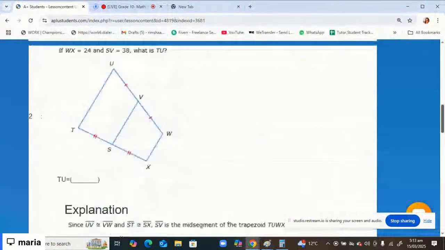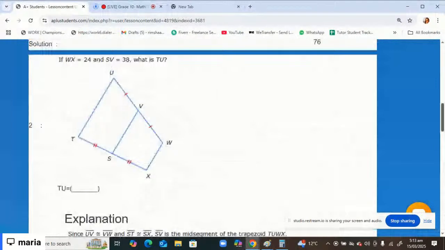Now here the sides are given in this question. WX is 24, then SV is 38. WX is given, SV is given. So what is TU? How can we find it out?